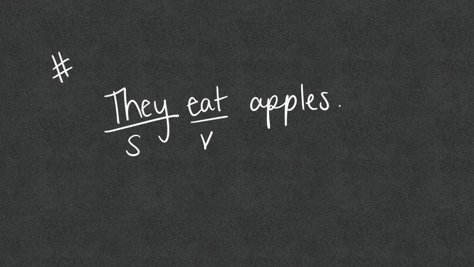Next, we need to find the object of the sentence. Remember that the object receives the action of the verb and the subject. It tells us who or what they eat. Who or what do they eat? They eat apples. So apples is the object of the sentence.